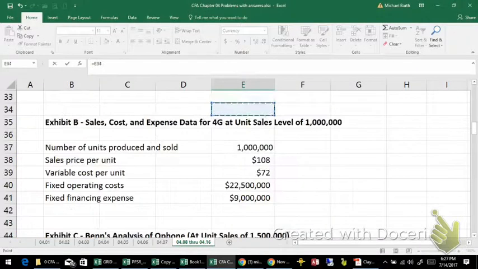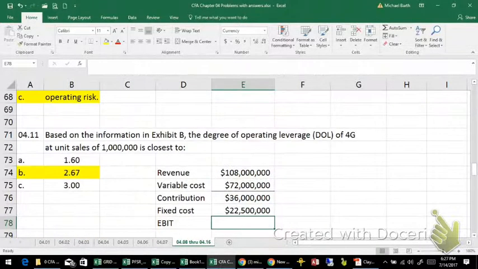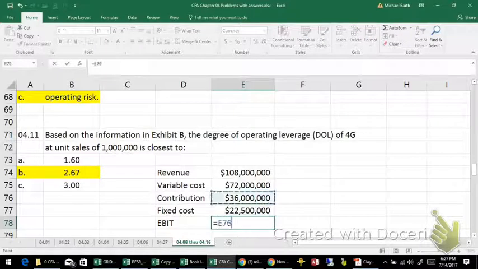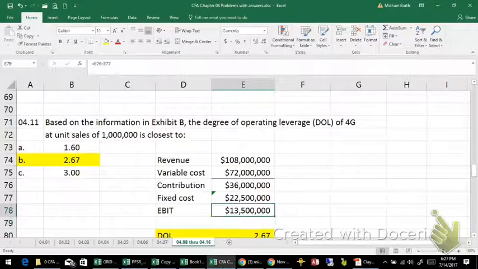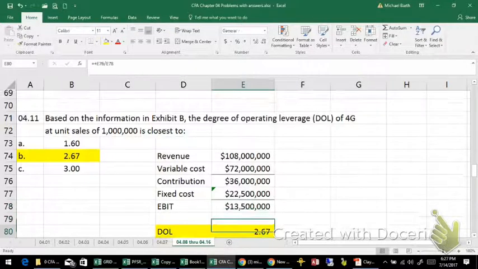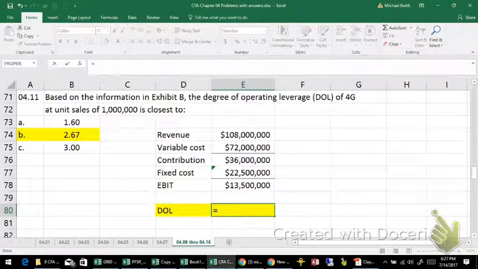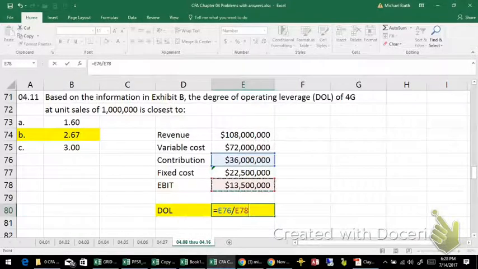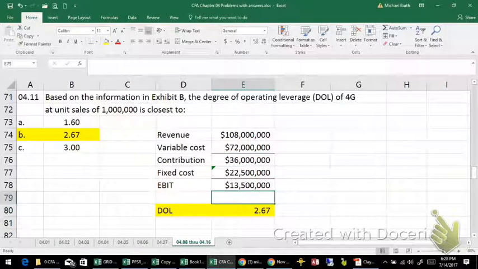Exhibit B gives us fixed costs of $22,500,000, and if you subtract that from the contribution, that'll give you operating income, or earnings before interest and taxes. So the degree of operating leverage, like any of these leverage numbers, is the number before the fixed expense divided by the number after the fixed expense. So it's the contribution divided by the earnings before interest and taxes, and we get 2.67.